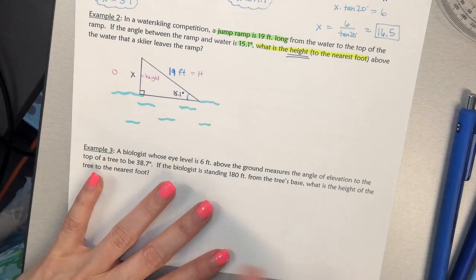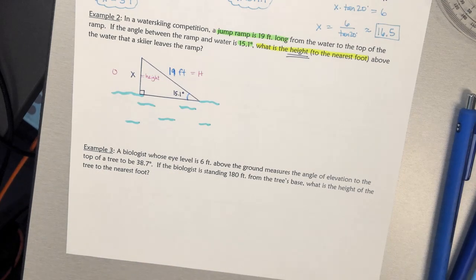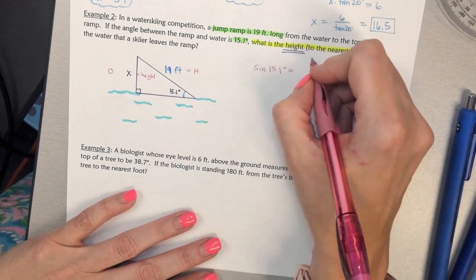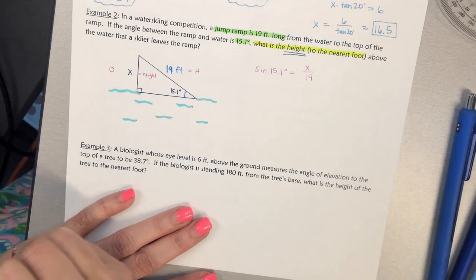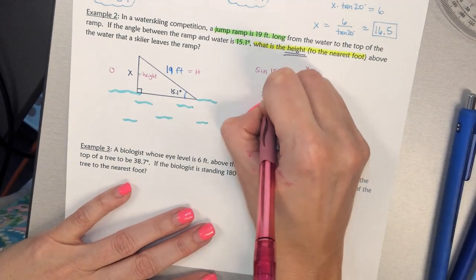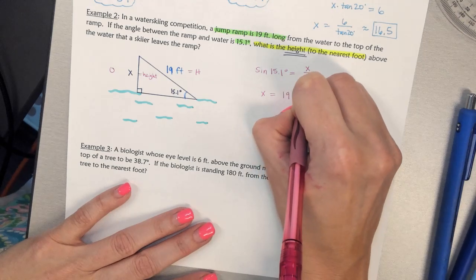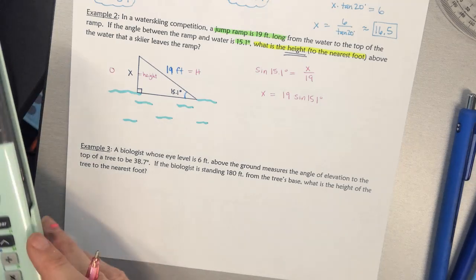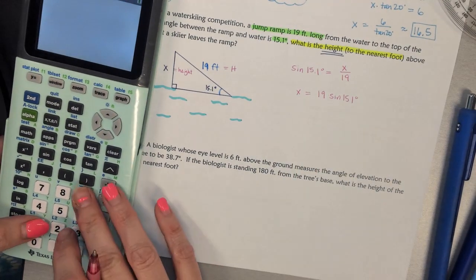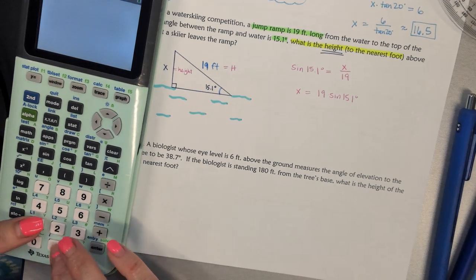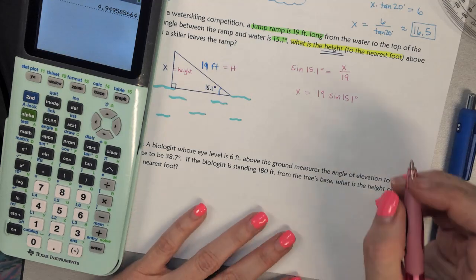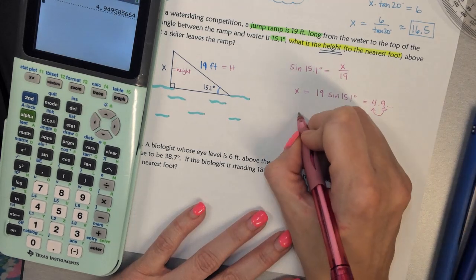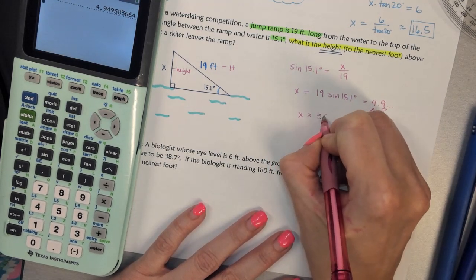So to solve this, I'm going to use which trig function? Yep. So it's going to be the sine of 15.1 degrees equals x over 19. Because the variable's on top, we are going to multiply those together. And it says to round to what here? Nearest foot. So that's going to be the nearest whole number. Okay, so I got 4.9, dot, dot, dot. So it's going to bump it up to 5 feet.